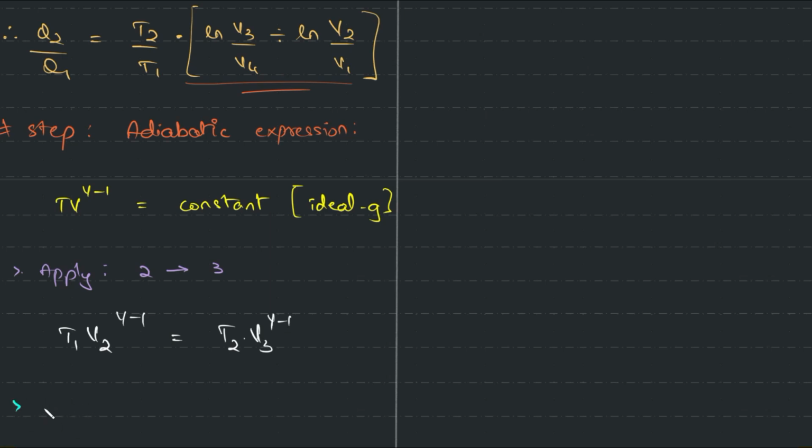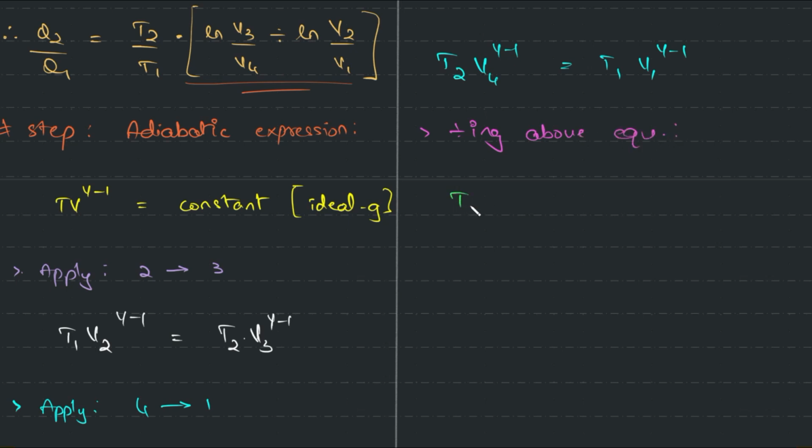Then let's apply it to 4 to 1. So it is moving from T2 to T1. Volume will be from 4 to 1. So we finally have a bunch of expressions that we can deal with. So we have T2 and T2 over here. Let's divide them. So let's divide the above equation.